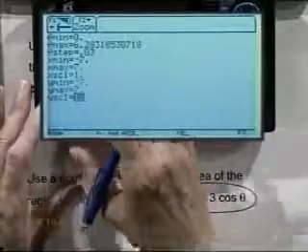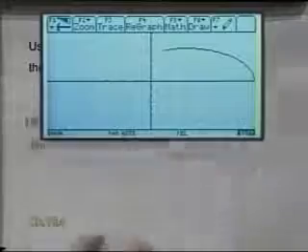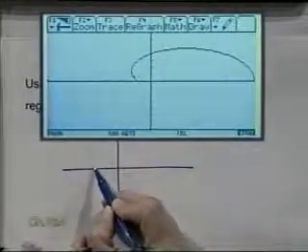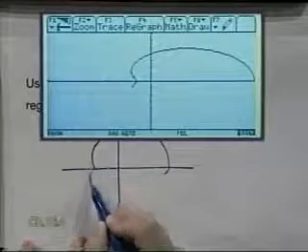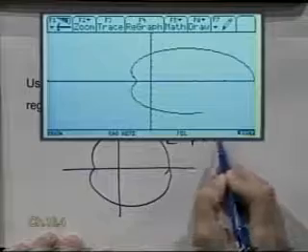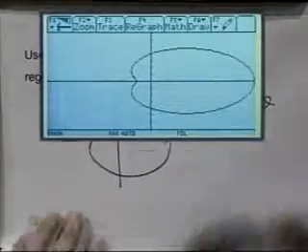And if I look at my graph, I'm going to copy it right here. Okay, you remember doing these. It looks something like this, and it comes around like that. And this is the graph r = 4 + 3 cosine theta.